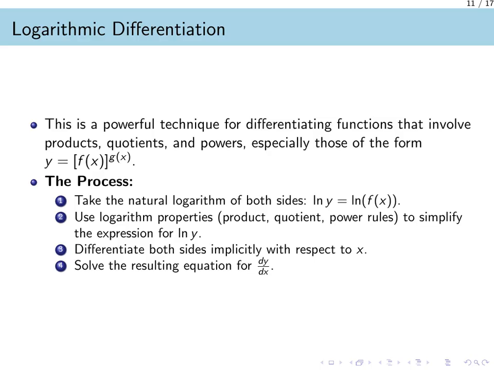The process works in 4 main steps. First, we take the natural logarithm of both sides of the equation. Second, we use logarithm properties to expand and simplify the expression, which cleverly turns multiplication into addition and exponents into simple coefficients. Third, we differentiate both sides implicitly with respect to x. Finally, we algebraically solve the resulting equation for the derivative, dy dx. This method transforms a difficult differentiation problem into a much more manageable one by simplifying the expression before you begin.